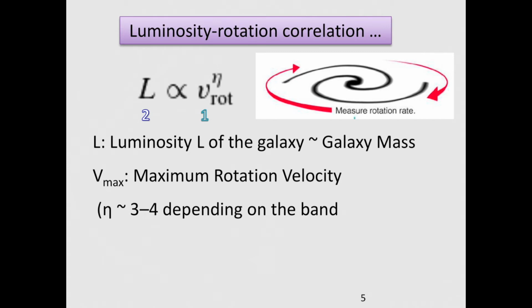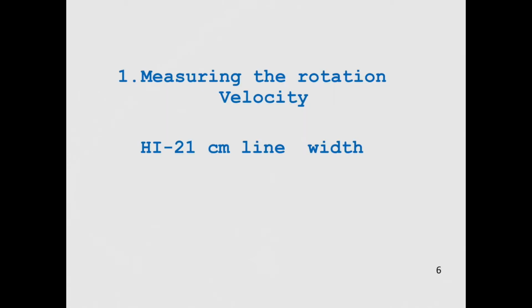With all of that in mind, to achieve our goal, we need to measure two different quantities. First, we need to measure the rotation velocity of galaxies, which results in their absolute luminosity if we use the Tully-Fisher relationship that connects the rotation velocity and luminosity. Second, we need to measure the apparent magnitude of galaxies, which together with the absolute luminosity obtained from the previous step, gives us distances to galaxies. First, I am going to talk about how to measure the rotation velocity.